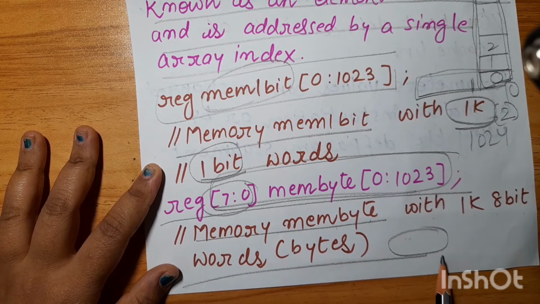Memory mem byte with 1K 8 bit words. How many words are there? 1024 words, and each word is of 8 bits.